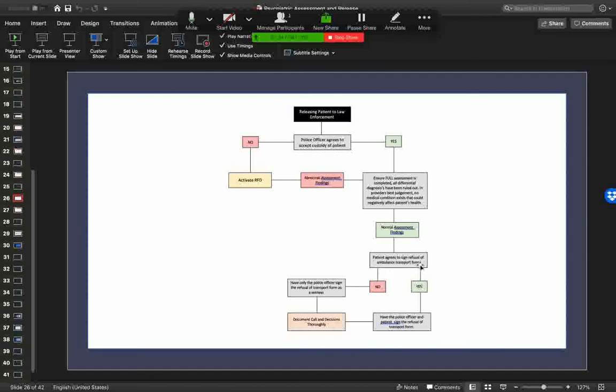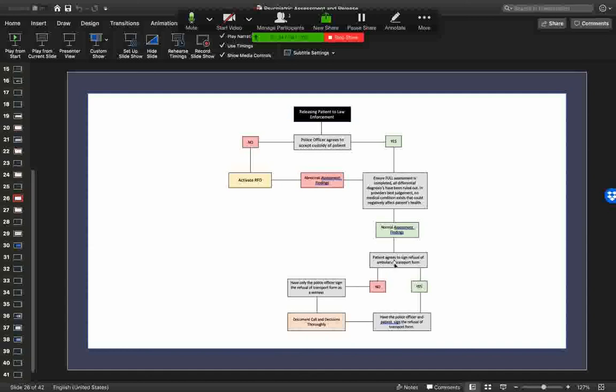So they still have to sign the refusal of ambulance transport. That is really important because we're still offering them transport. Whether they go in the police officer's squad car or in the ambulance, the police officer will still escort them. So if the patient wants an ambulance, they get an ambulance.